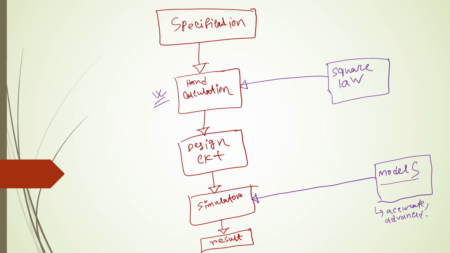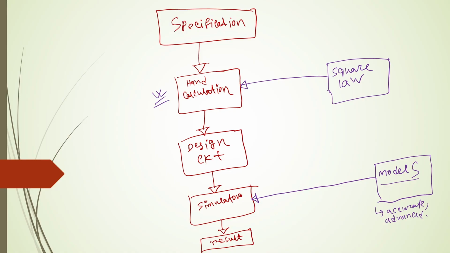The model parameters include all the MOSFET effects, all the short channel effects, everything. So we design our circuit by using the square law. But whenever we consider the square law, the equations do not explain all the effects of the MOSFETs.